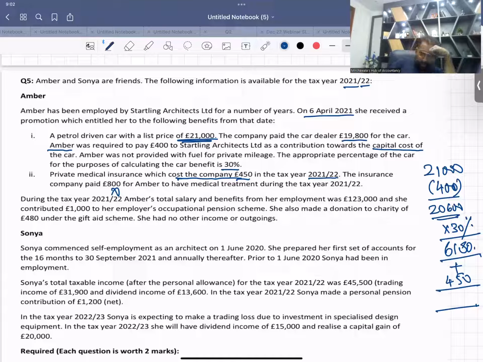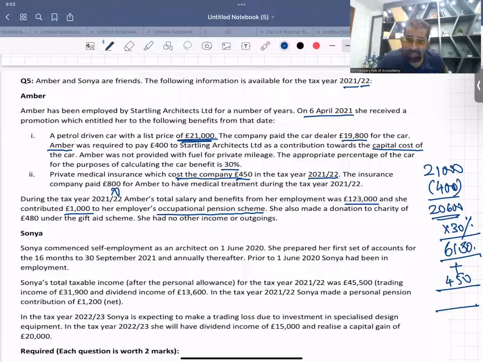Next slide. During the tax year 21-22, Amber's total salary and benefits from her employment was 123,000. She contributed 1,000 to her employer's occupational pension scheme. Yes, this is an allowed expense from employment income. If the employee is contributing to an occupational pension scheme, then this is an allowed expense. So 123,000 minus 1,000 gives you 122,000, which is your final employment income.